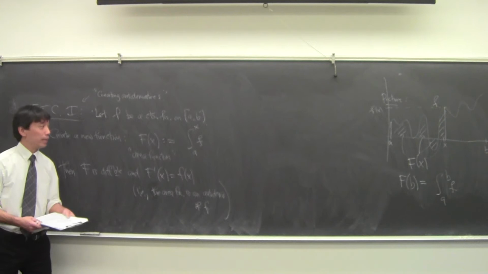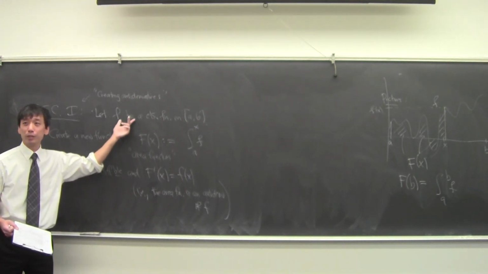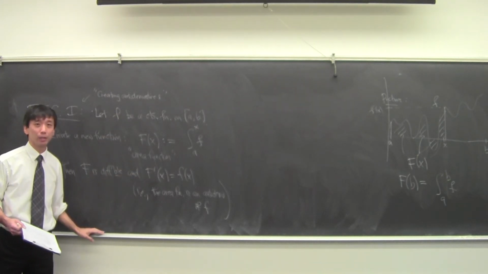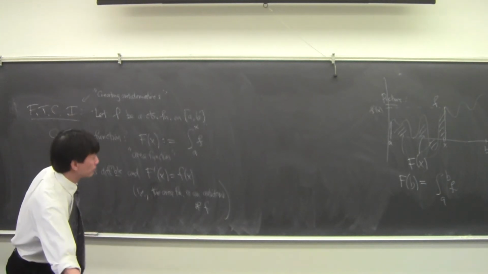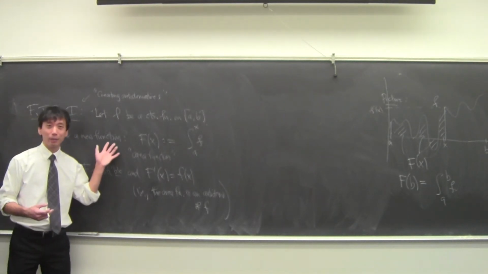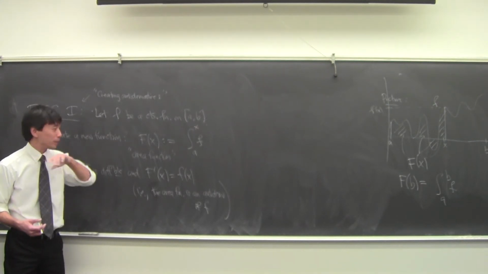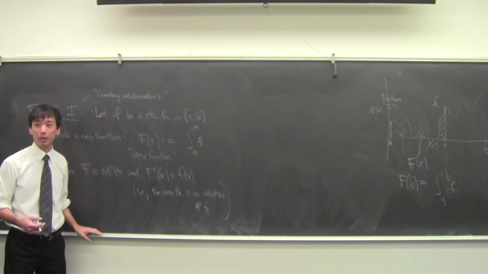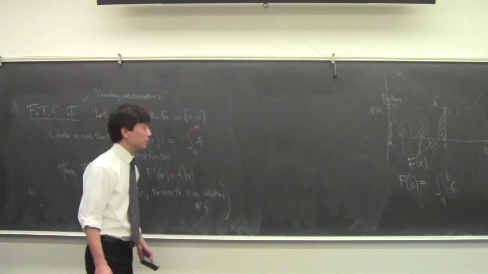So what this is saying is that you can create an antiderivative for any continuous function. Any continuous function, you can make an antiderivative out of it. Now you might be thinking, why do we want to create antiderivatives? Seems like an odd thing to do. But we'll need this to get the second fundamental theorem of calculus. So for us, that's its main purpose.